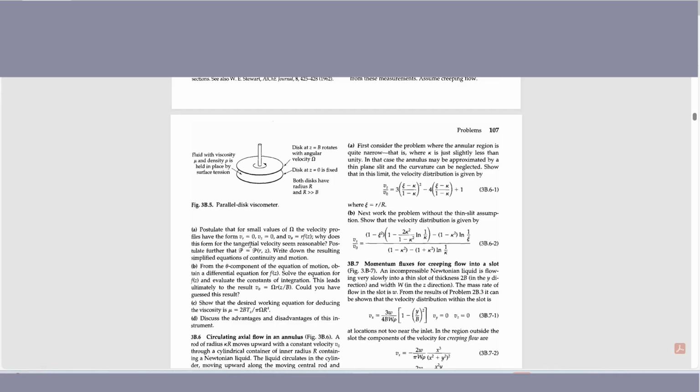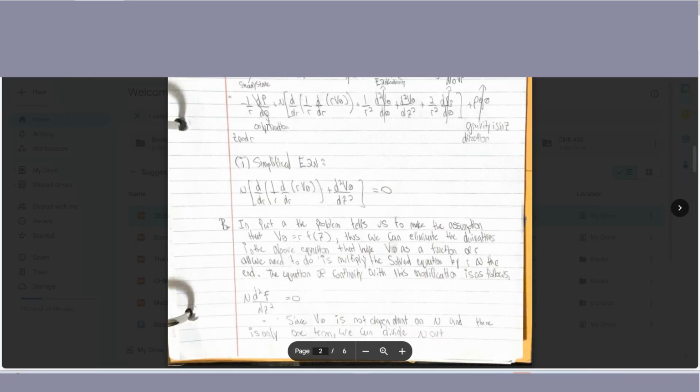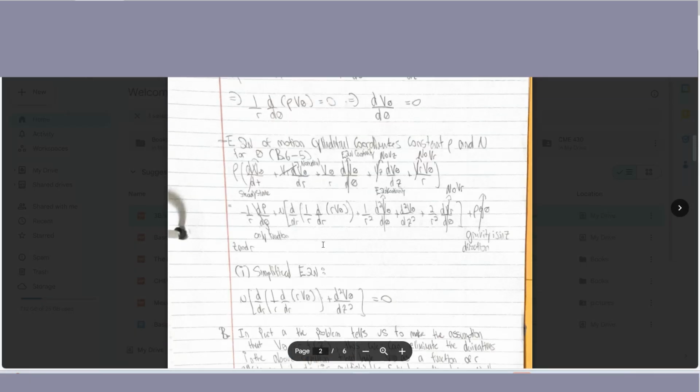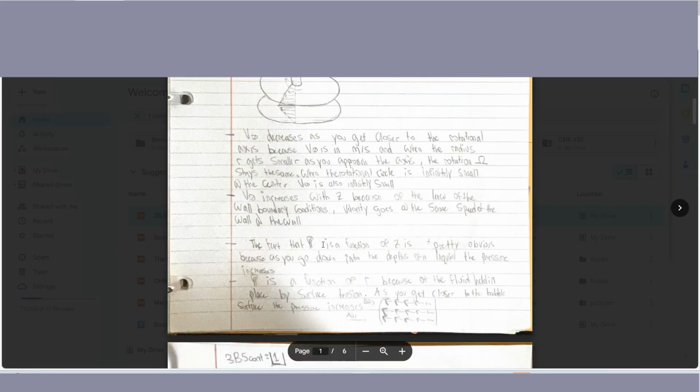And postulate further that the pressure is a function of r and z. In the z direction, that's pretty simple because you think of regular water: when you go deeper in the water, the pressure increases. But for r, it's a little more conceptual, and that's basically because of the surface tension bubble on the outside of this viscometer.